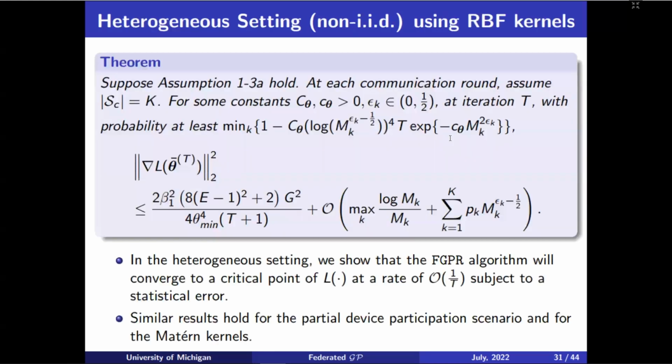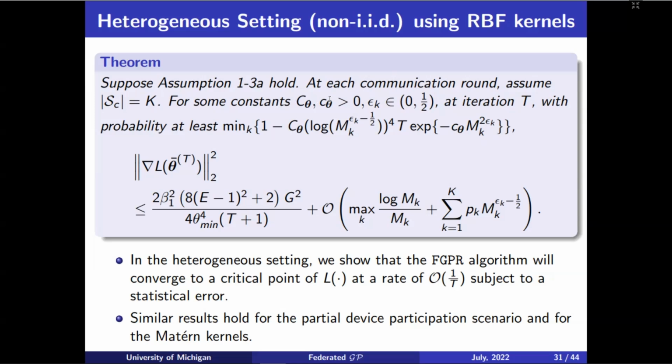And next, let me present the convergence results on the non-IID scenario, which means the data distribution among all the devices are not IID. And this is a more realistic situation in many real-world applications, because in many applications, we cannot ensure the data are IID among all the devices. Now let's suppose the aforementioned assumptions hold. At each communication round, we also assume all devices are selected.